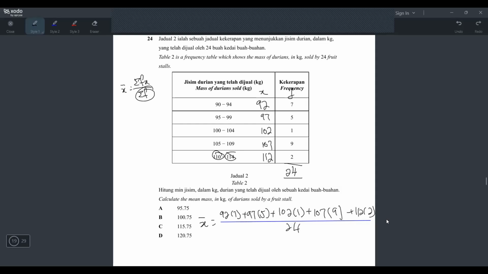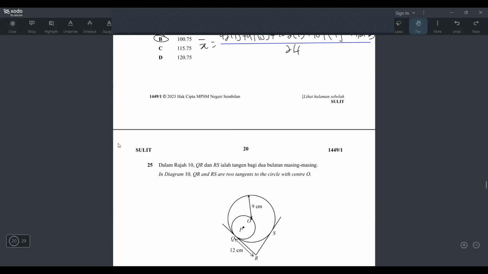But you press the top part first. So let's press 92 times 7 plus 97 times 5 plus 102 plus 107 times 9 plus 112 times 2. Equal first, and then only divide by 24. So I get 2418, and then I have to divide by 24. Okay, my calculator gives me 100.75. So ABCD is the answer.